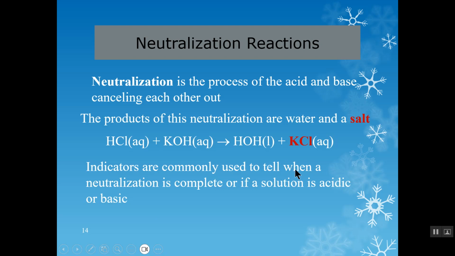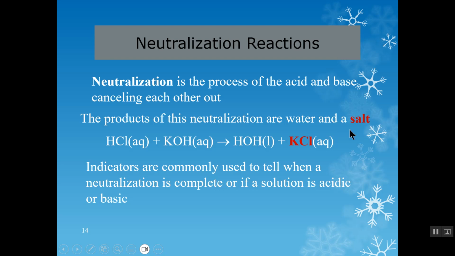Okay, so now I want to talk about a reaction between an acid and a base, which is known as a neutralization reaction, right? So as stated here, neutralization is a process of the reaction between an acid and a base canceling out each other. So basically, the basis of this particular understanding of this reaction is that acids are acidic, bases are basic, but when they react, they produce products which are neither acidic or basic, and they're neutral. And as stated here, the products of this neutralization are two of them. One of them is water, and the other is what we call a salt.